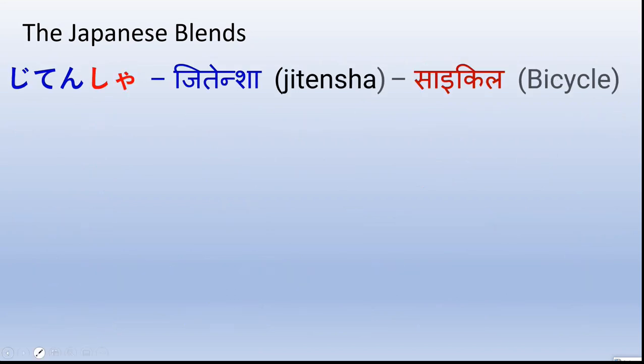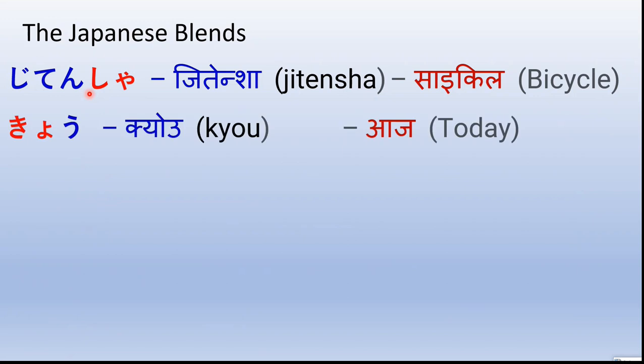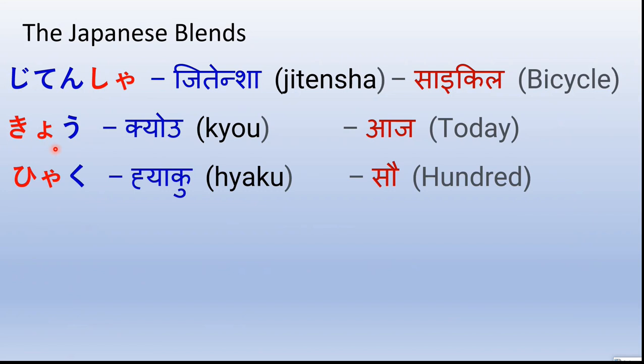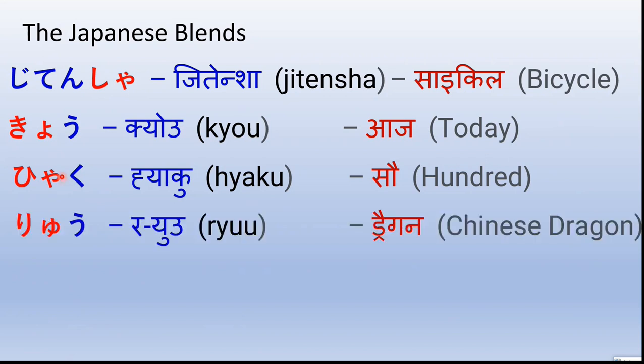The next one is Jitensha. Jitensha means bicycle. So this is the blended sound part of the word. Kyo means today. This is the word kyo. Hyaku means 100. So here we have the blended sound.